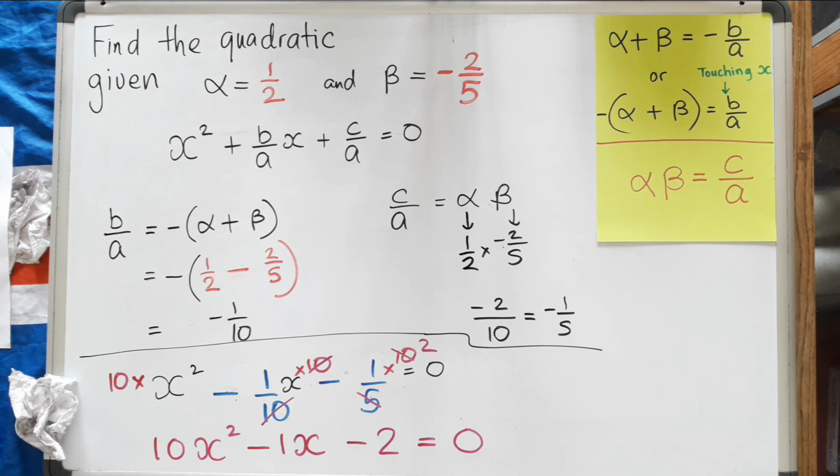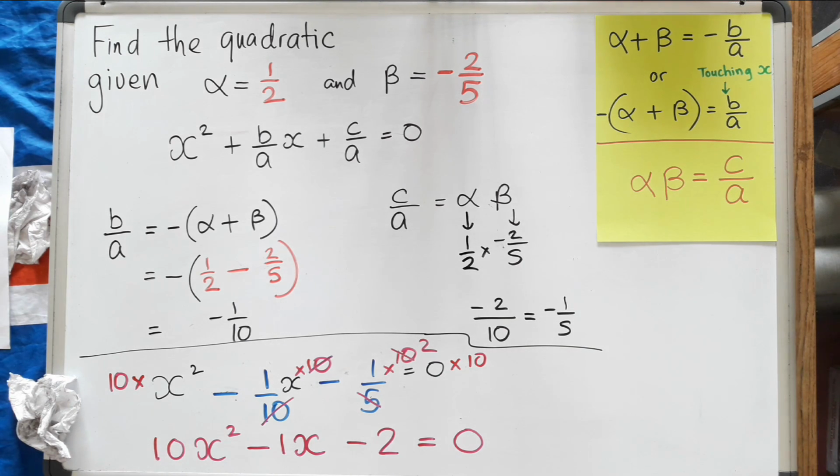This here is the quadratic equation that you're asking for. So the moral of the story is, when you end up with denominators, because you're working with fractions, find the LCM and multiply out throughout by 10. I just forgot to show this, but it should have been obvious. If I multiply the 0 by 10, I'll get back my 0.